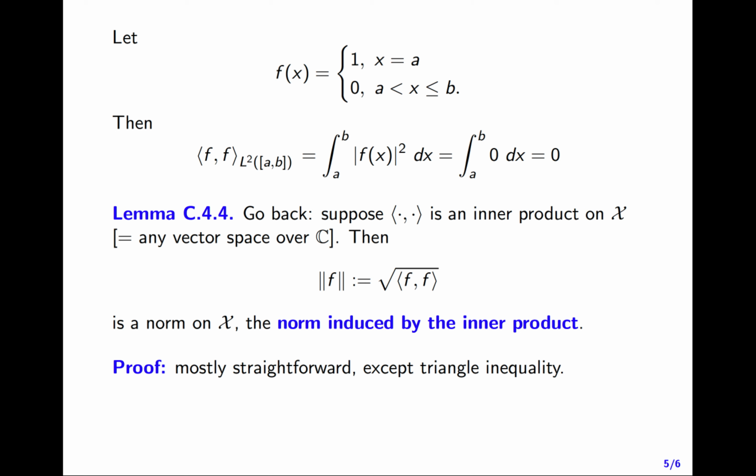And the proof that this is a norm is mostly straightforward. Think about the positivity and the definiteness and scalar multiplication. The only thing that you really need to check with some difficulty is the triangle inequality, and I outline a proof of that in the notes based on the celebrated Cauchy-Schwarz inequality.